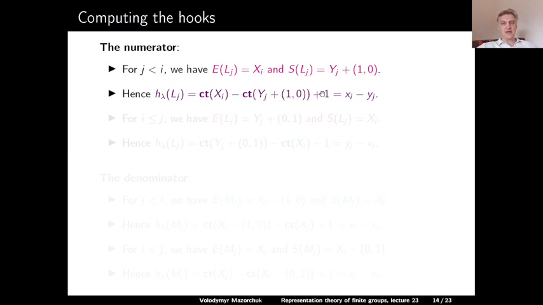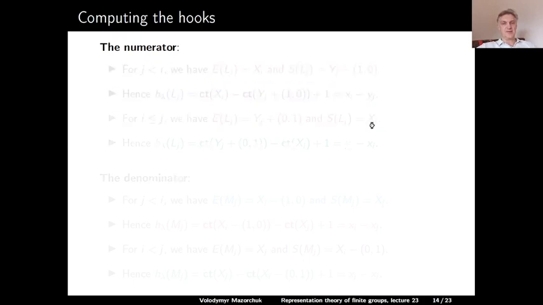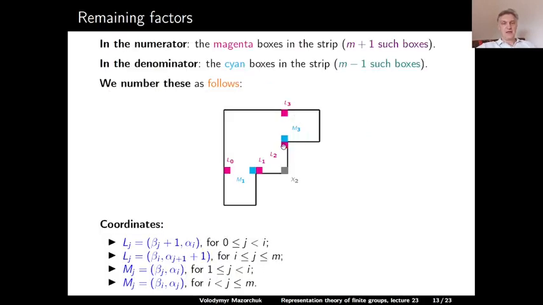Now, minus 1 here and plus 1 here cancel each other, and we get exactly xi minus yj. For j greater than or equal to i, the east end of Lj is the box which is immediately below yj, and the south end of Lj is xi. Here it is in the picture. The east end of Lj is the box which is below yj, so the east end of Lj is here. This is a box below yj, and the south end of Lj is xi.